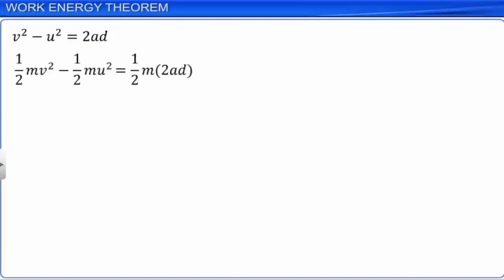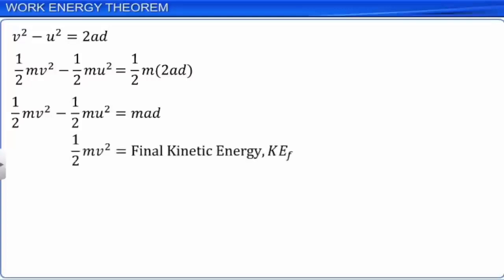Multiplying both sides with half m and simplifying, we get the expression as shown. We get half mv square minus half mu square is equal to mad. On the left side of the equation, half mv square is the final kinetic energy of the body, and half mu square is the initial kinetic energy. On the right side of the equation, we have the product of m, a, and d.